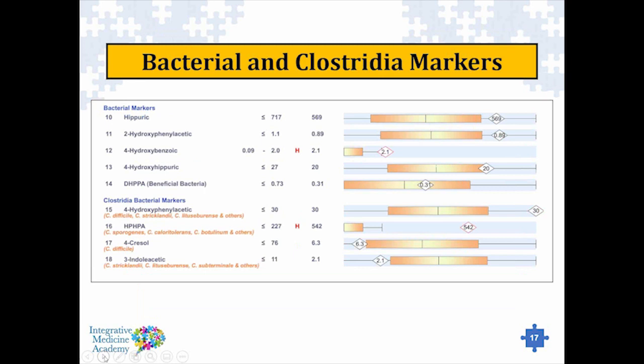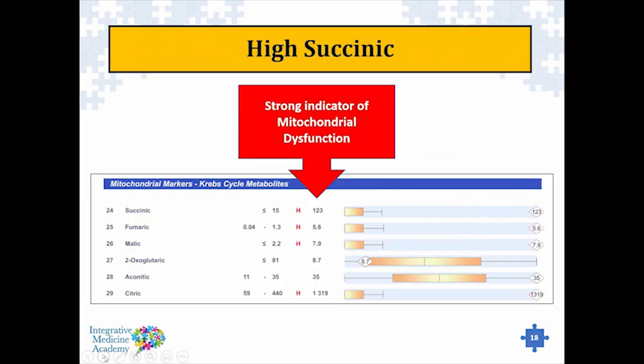And oftentimes when people are exposed to mold, we'll sometimes see elevations of bacterial markers too. So the bottom of page 1 of the organic acid test has markers of Clostridia bacteria, the most common one being HPHPA, linked to different types of Clostridia bacteria that have adverse effects on the brain and nervous system. And all of these things can coalesce to create mitochondrial problems.